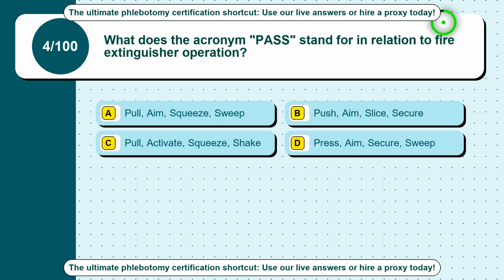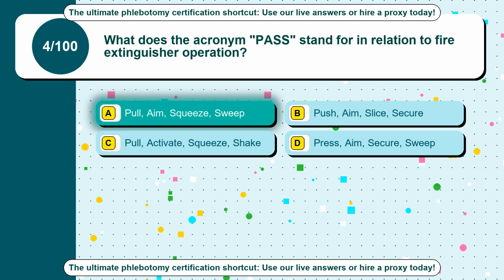Question 4. What does the acronym PASS stand for in relation to fire extinguisher operation? Option A. Pull, aim, squeeze, sweep. Option B. Push, aim, slice, secure. Option C. Pull, activate, squeeze, shake. Option D. Press, aim, secure, sweep. The correct answer is option A.